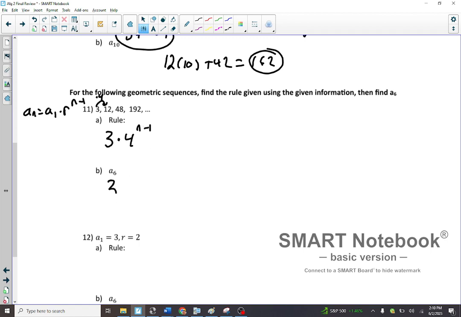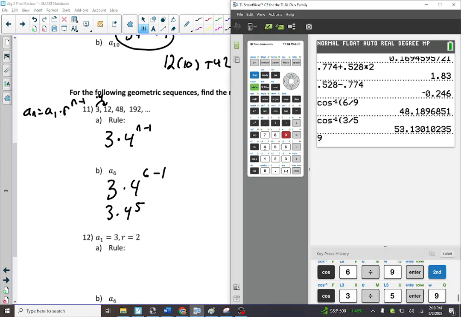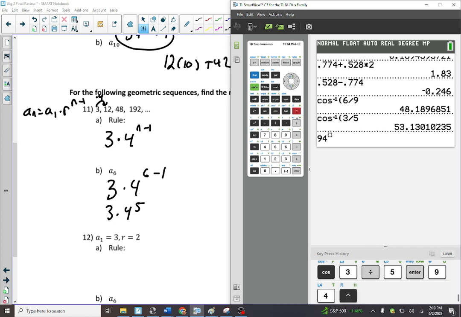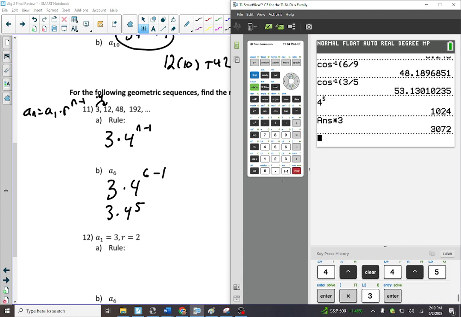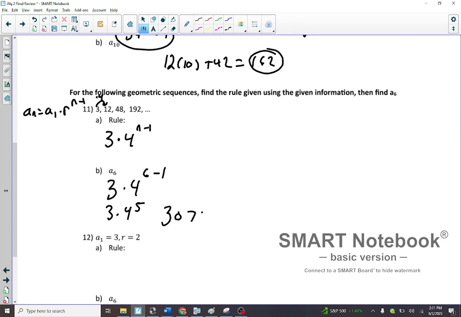We plug in the 6 here. So 3 times 4 to the 6 minus 1, or 3 times 4 to the 5th power. Let's use a calculator for that. 4 to the 5th power times 3. That's going to be 3072.